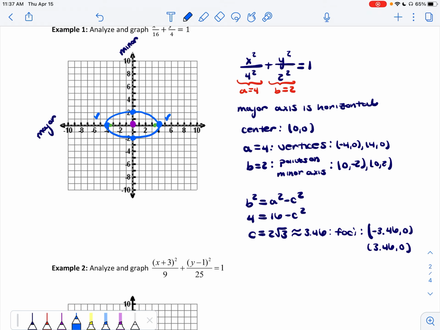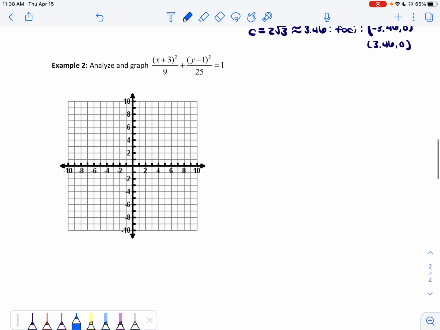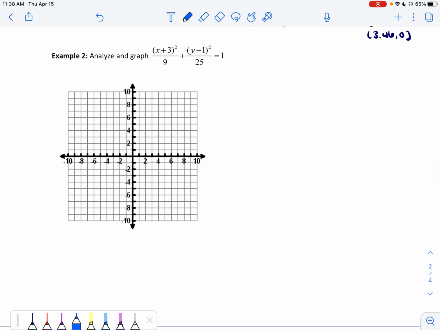All right, let's take a look at another example. Let's go to example 2. So (x plus 3) quantity squared divided by 9 plus (y minus 1) quantity squared divided by 25 is equal to 1.